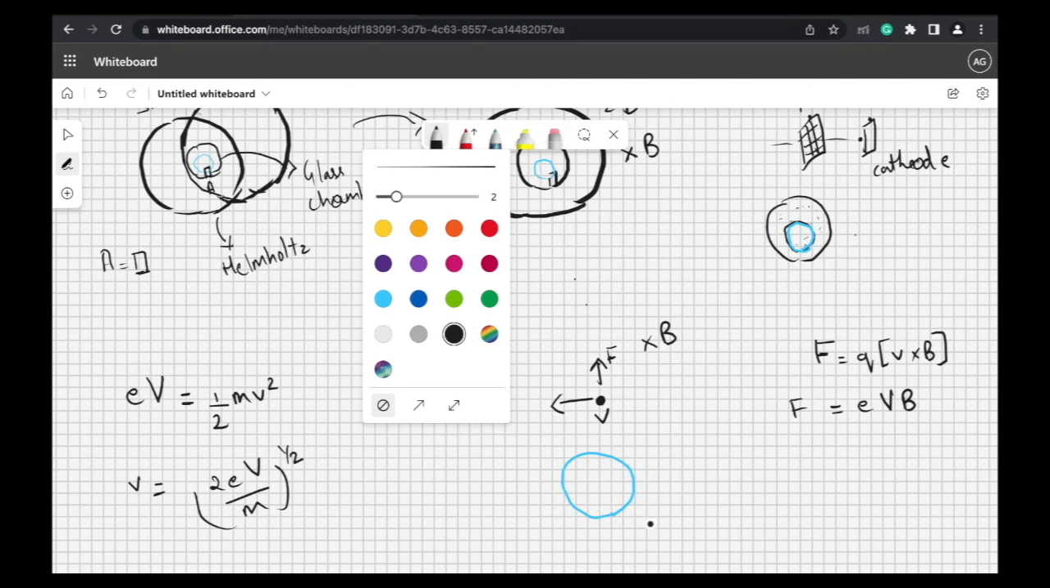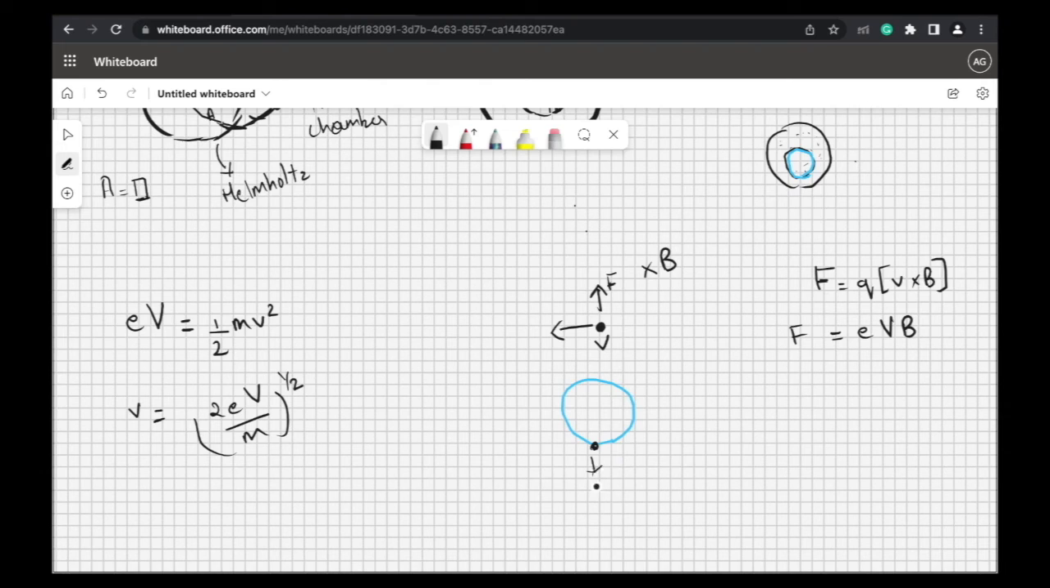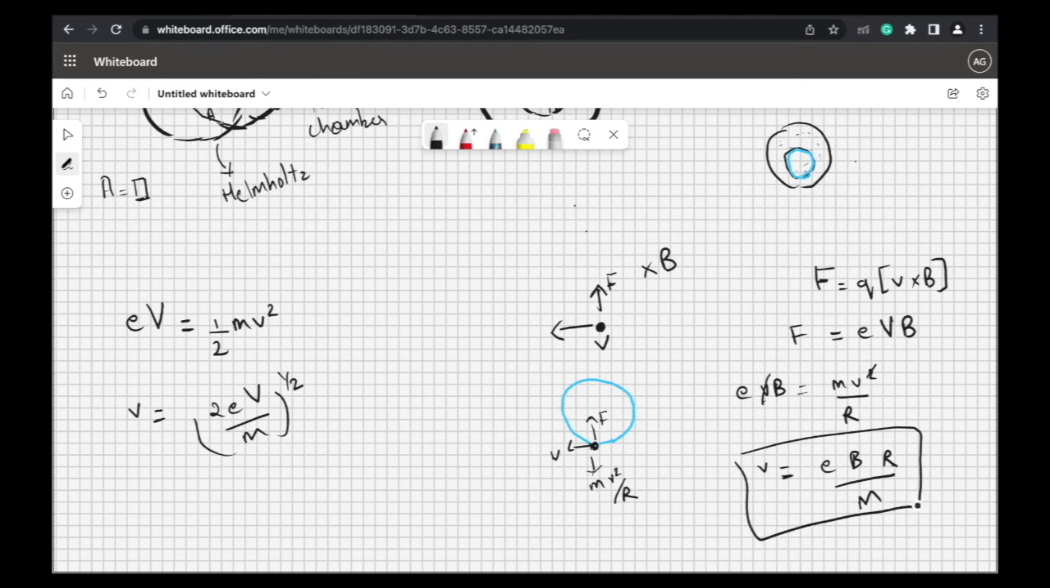If it is moving in a circle, there's a centrifugal force that comes into play, mv squared by r. So I can equate this centrifugal force with this force. So evB is equal to mv squared by r. From this, I get my v as eBr by m. Fairly simple.